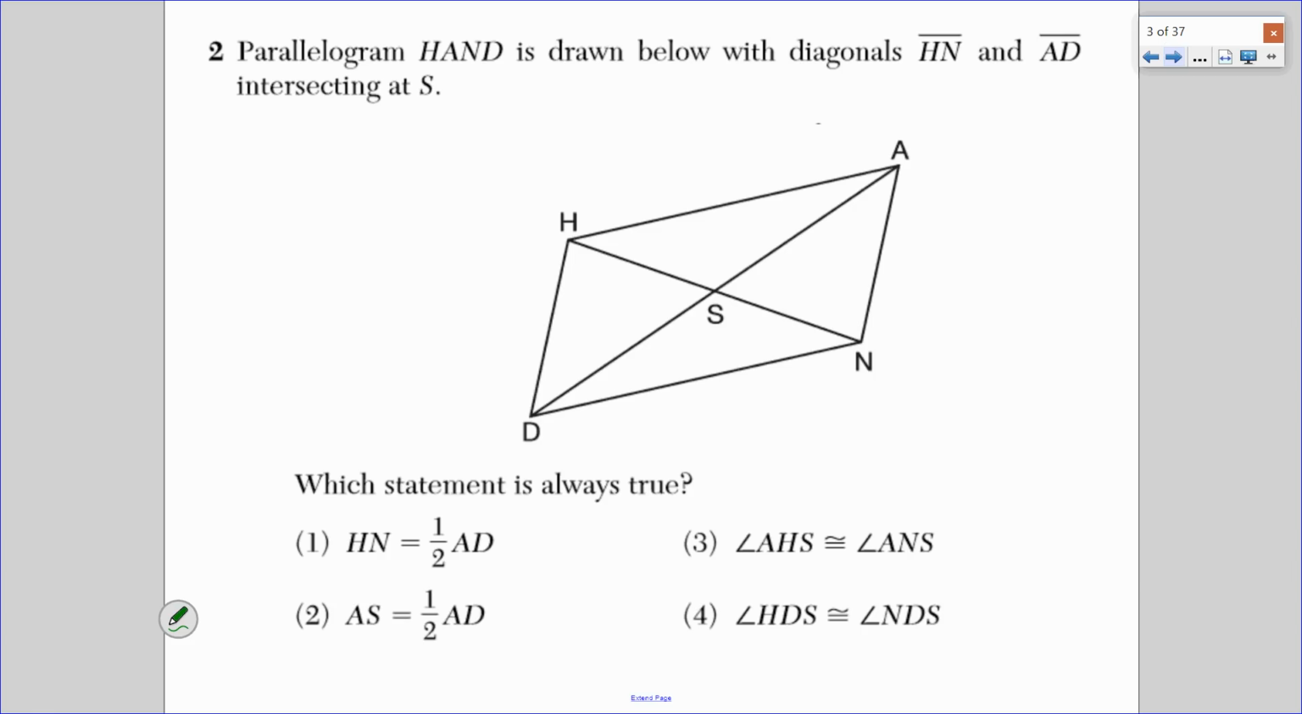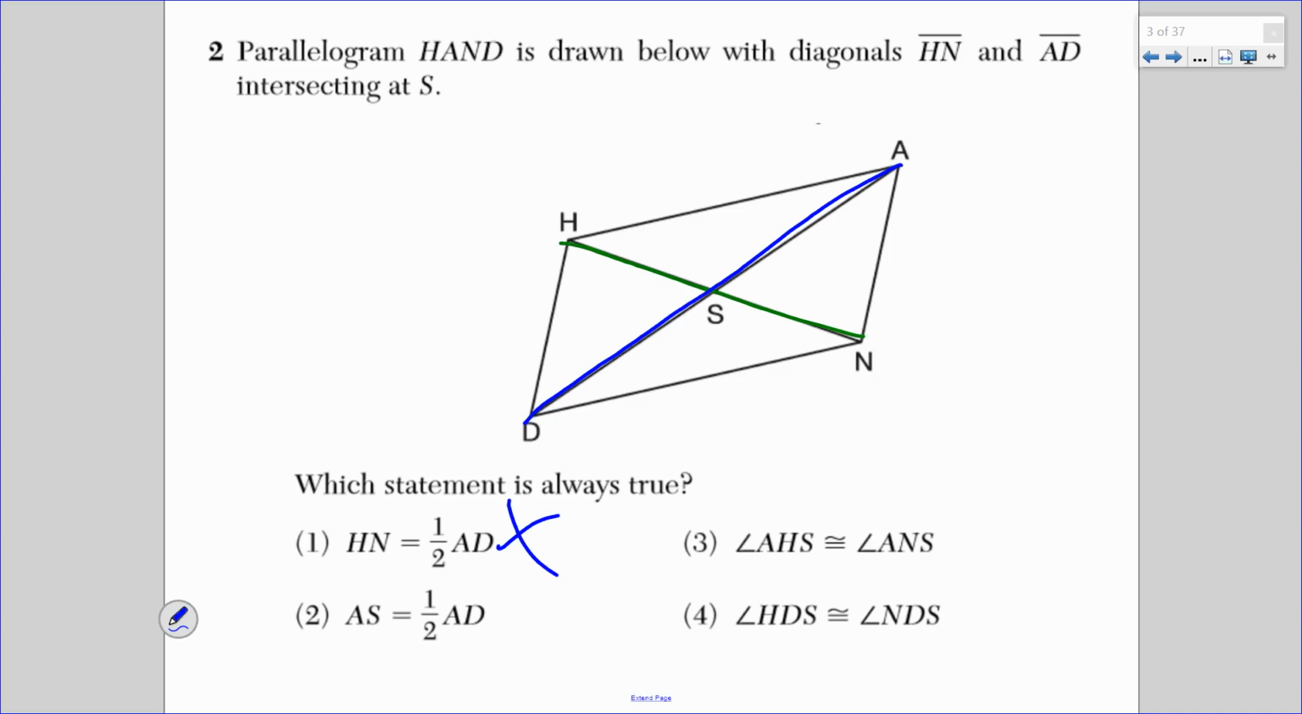Moving on, number two, parallelogram HAND is drawn below with diagonals HN and AD intersecting at S. Which statement is always true? Well, I'm going to go through these choices. Choice one is saying that HN is half of AD. So these are the diagonals. This is saying that one diagonal is half of the other.